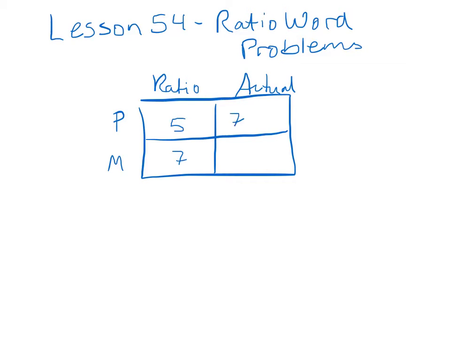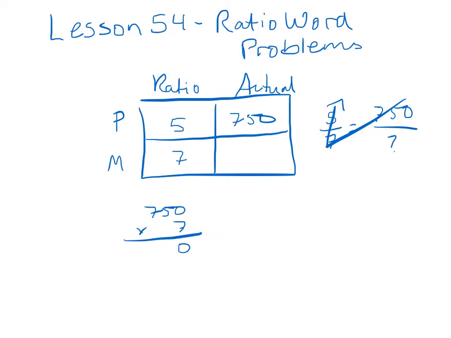We know we have a total of 750 parrots. So we can write that over here as a fraction, and we want to know that bottom number there. Well, again, we cross multiply, and then we will divide. So we'll have 750 times 7.